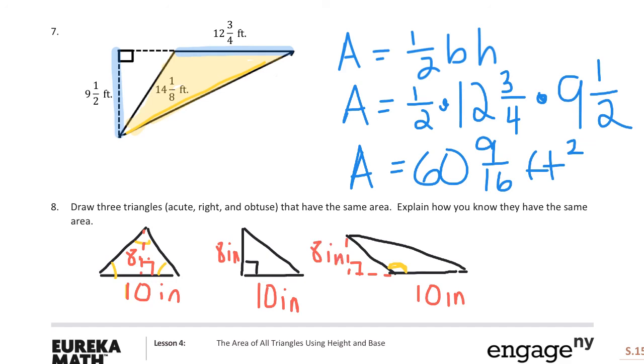So in doing that, I've given them all the same base and the same height, and so when I calculate that, area equals 1/2 base times height. So area equals 1/2 times 10 times 8. When I multiply that, I get 40. So my area is 40 inches squared.